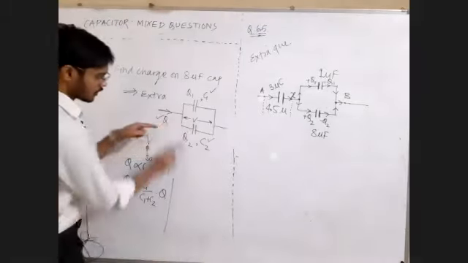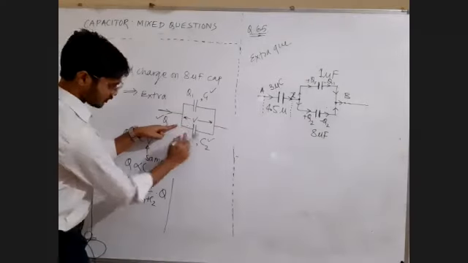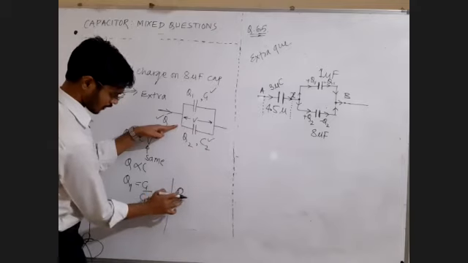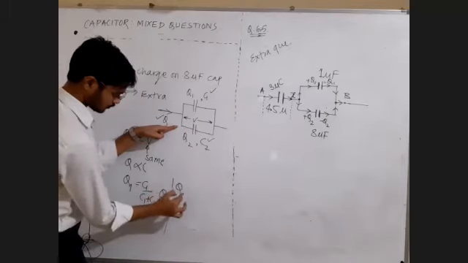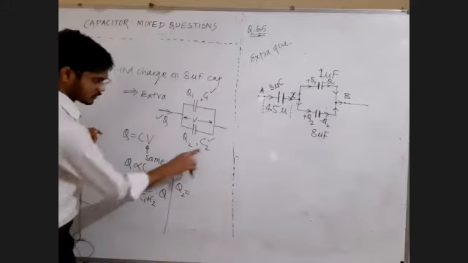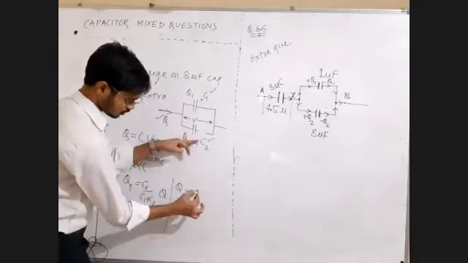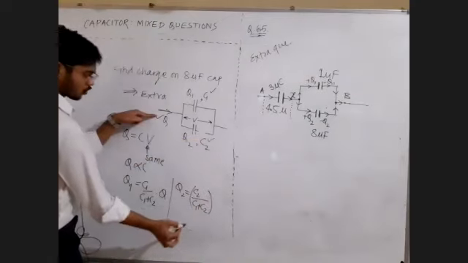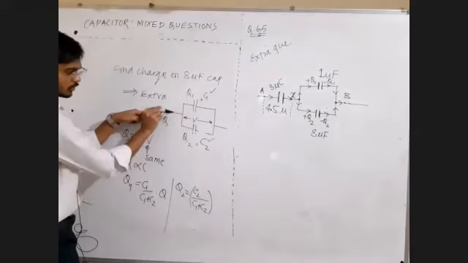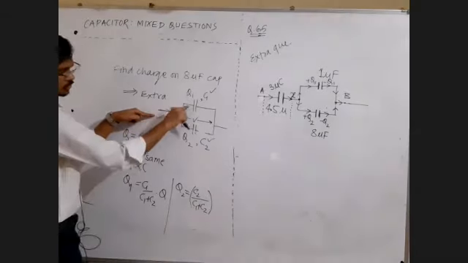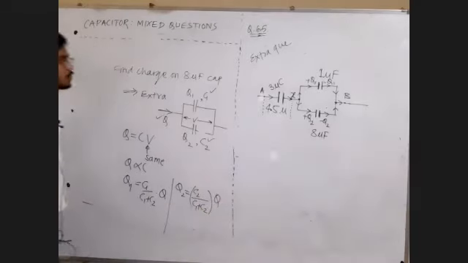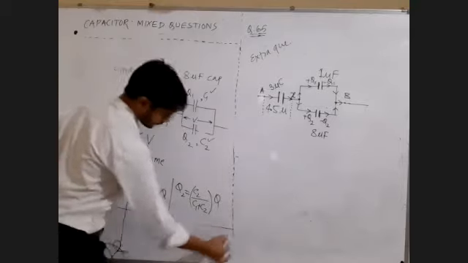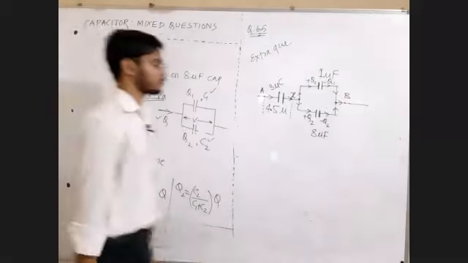Similarly, the charge flown in the second branch, Q2, is equal to my capacity fraction. This branch has capacity C2, so that fraction is C2 upon C1 plus C2 fraction of the total charge coming in all the branches. This is the total charge which is coming in this branch and this branch. Reply to me in the chat box. This extra point, clear or not? Batao.